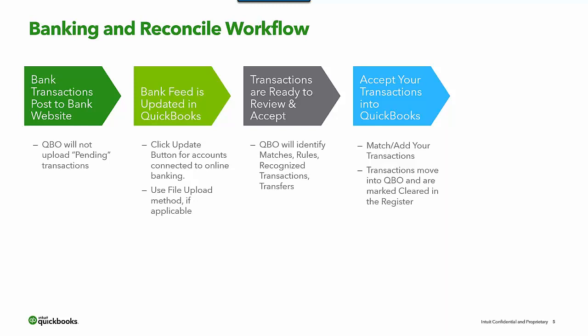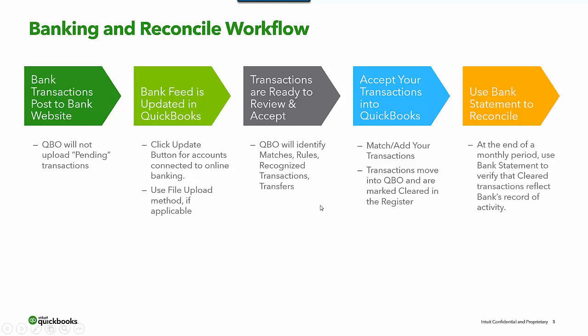So we're going to go through the for review page, match and add those transactions, and they will move then from the review page to being actually in QuickBooks, in the register, either paired against what was already in the register or just added there. And all those transactions that we reviewed are marked as cleared in the register because we know that they came from the bank. And so then some time may pass, right, and we get a new statement from the bank for maybe the month of December in the case of January here. So once we get that bank statement at the end of a monthly period, we use that to verify that the cleared transactions reflect the bank's record of activity, and we'll walk through the reconciliation process.